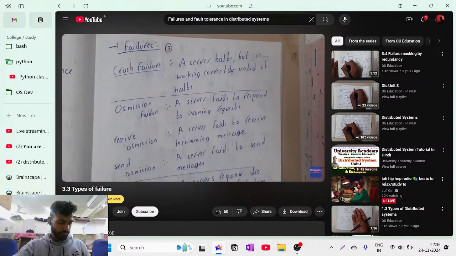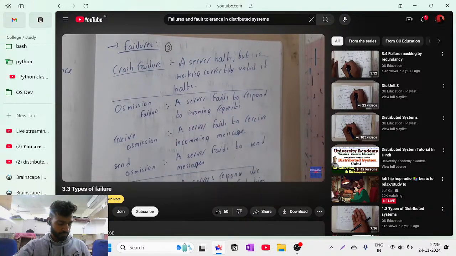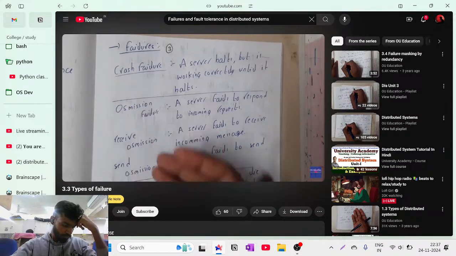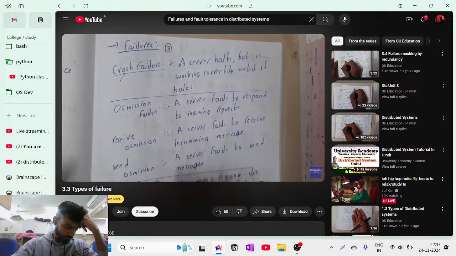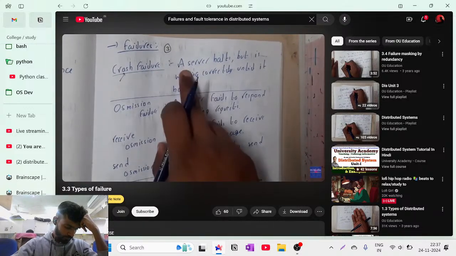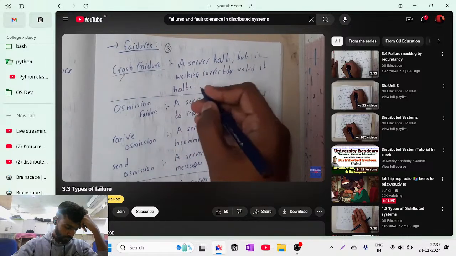In this lecture, let us go through failures. There are some classifications in failures, and that's what we'll be discussing in this lecture. The first type of failure is crash failure. From the name, you can see there is a server crash or some kind of crash. A server halts, but it works correctly until it halts.